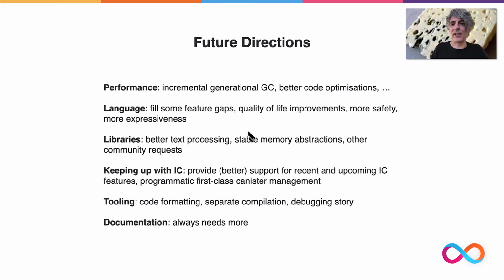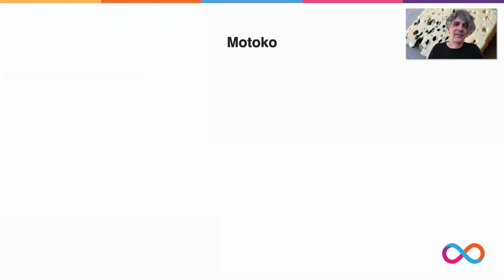There are various feature gaps and quality of life improvements we want to do. There are also some improvements to the type system that we want to do for even more safety, for example, in the context of async, so that you don't have state dependencies across an await, things like that. There are obvious things you miss in the library. And then there is the whole thing, of course, with the internet computer having various features and evolving as well. There are already a number of features that the IC provides that you can't directly use from Motoko, so we need to keep up with that. And tooling, of course, there are various things we want to do, and there's never enough documentation either. Right? So just to give you a general idea of what our focus is for the future.